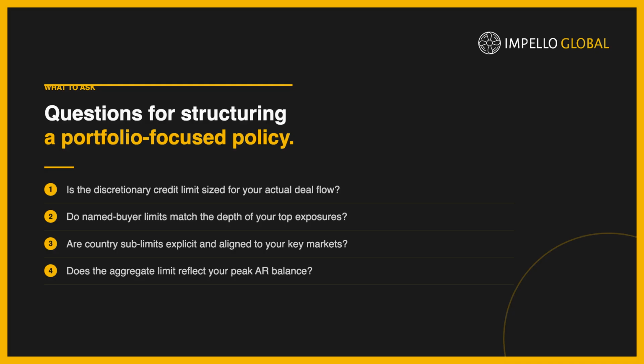How does the aggregate limit align with your typical AR balance? A policy that covers 50% of your peak AR exposure is not portfolio protection. It is partial coverage with large gaps. Know the ratio. These questions will not always have easy answers. Some carriers will push back on sublimits or set them conservatively. But asking them is how you get from a TCI policy that is an insurance product to a TCI policy that is a credit management framework.